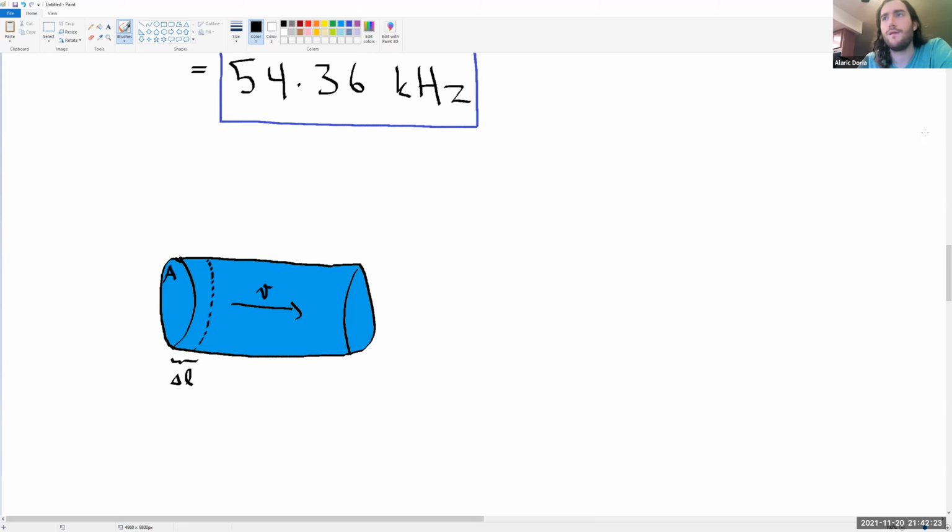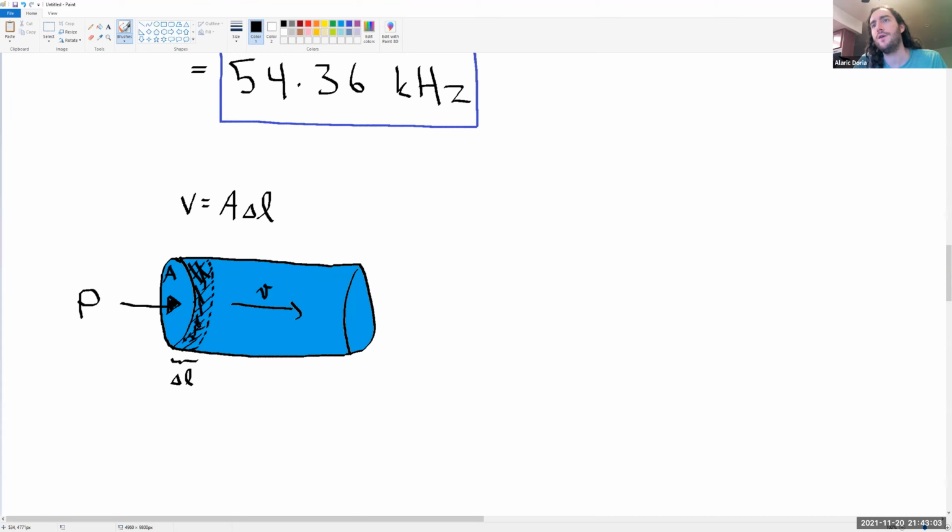Okay, so if there's an amount of fluid here in this region, how much fluid would be in that region? Well, there's a volume associated with that region, which is A times delta L. And there's a pressure associated with this system. So let's say a pressure here, pressure P.